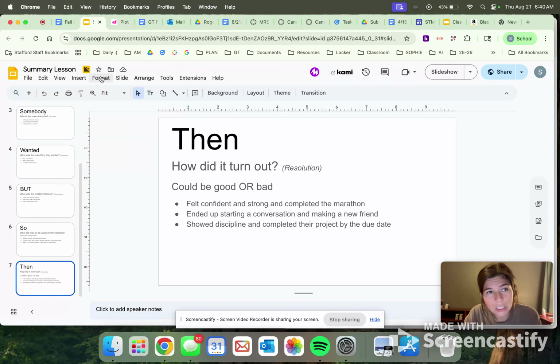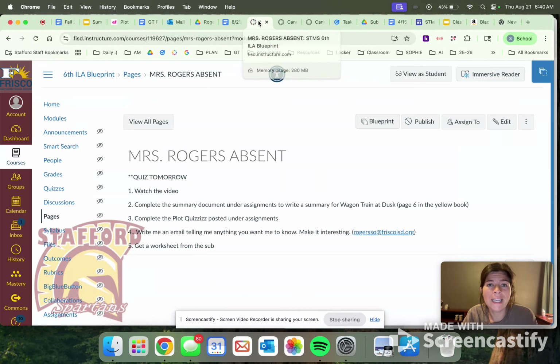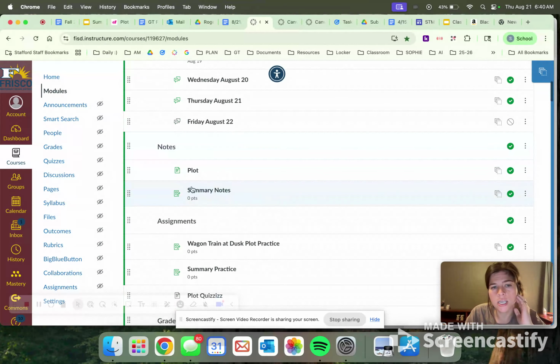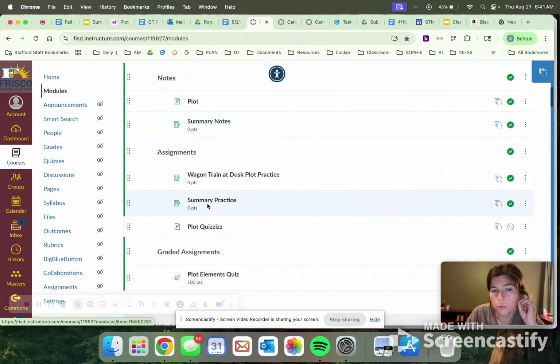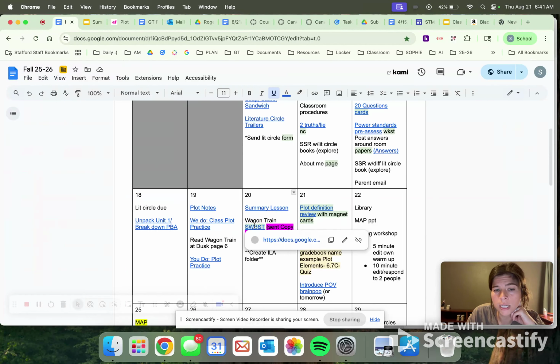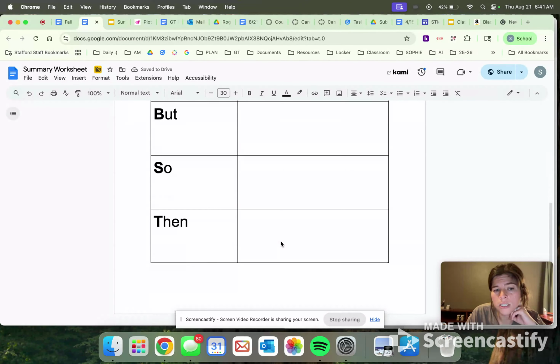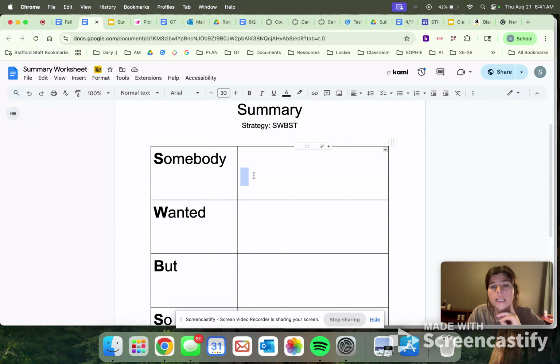So, that is a little bit about summary. These summary notes are in your Canvas for you. If you want to see what I was just looking at, they are here in the notes area. Your next job will be to fill out this summary practice. I will show you what it looks like. It looks like this. So somebody wanted, but so then. I would like you to give as much detail as possible.